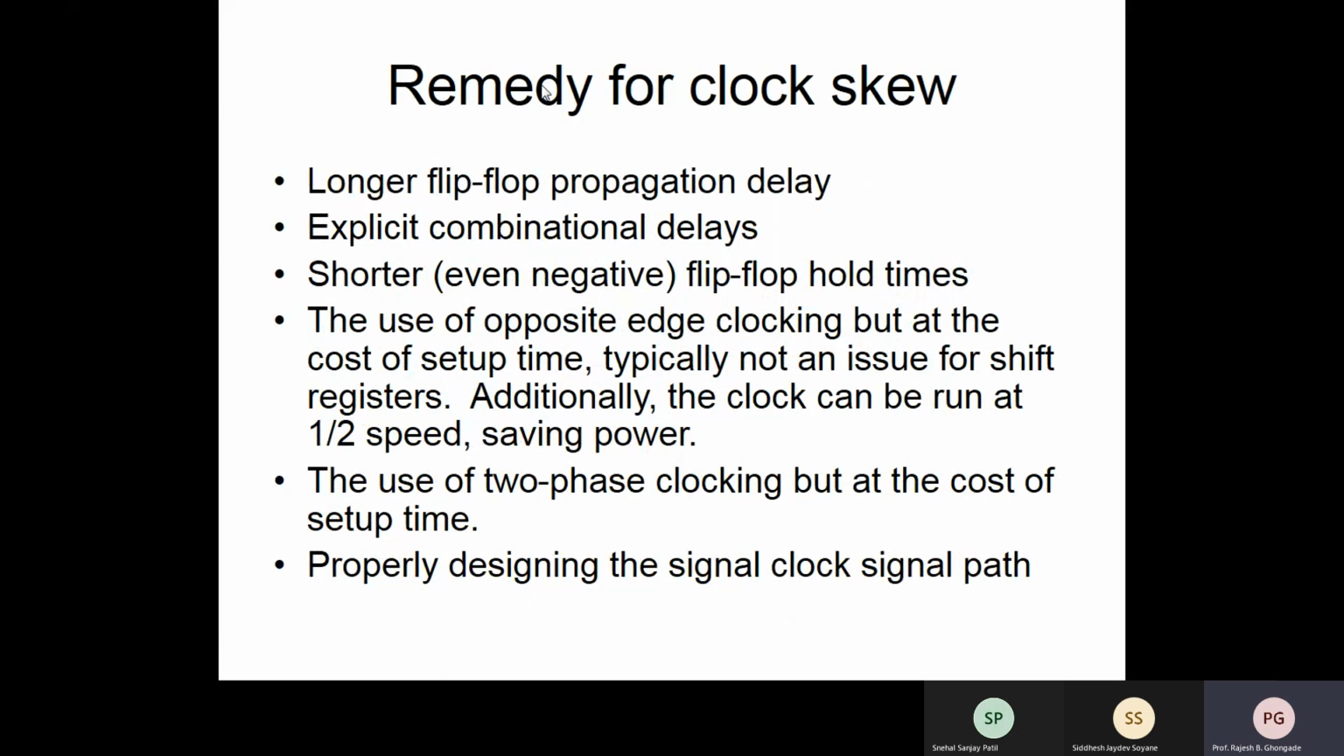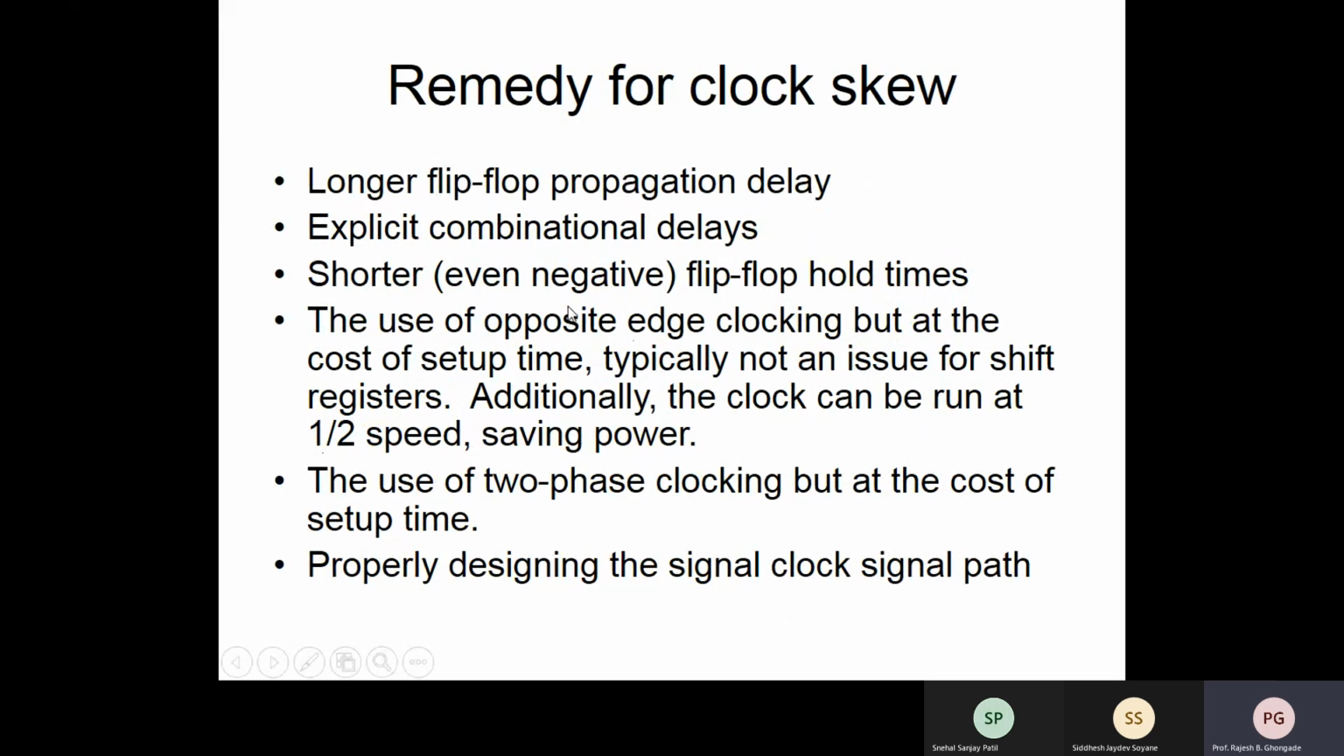The remedy is you can use longer flip-flop propagation delay, explicit combinational delays. So you can introduce some delays so as to balance the delays, shorter or even negative flip-flop hold times. So the design of the flip-flop has to be such that the hold times are shorter, and use of opposite edge clocking. But obviously this is going to cost you time because you have to divide the clock by 2. Typically, it's not an issue for shift registers. Additionally, the clock will run at half speed, saving power.